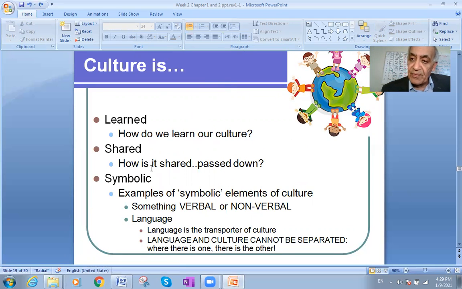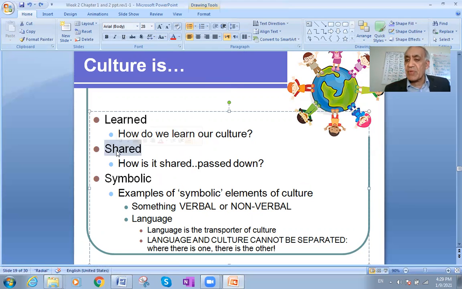Culture, like we said before, and like I will say here in this lecture, is learned. We get it, we know it from others. It is shared. We share it with the other people inside the group. To have a group is to have a culture, and to have a culture is to have a group, to be within a group.